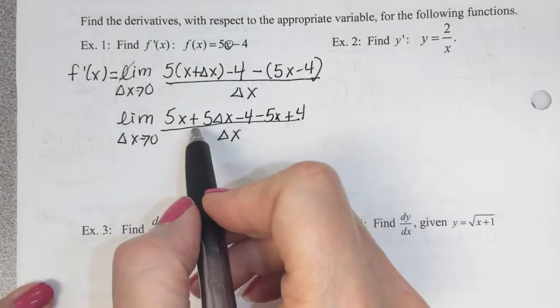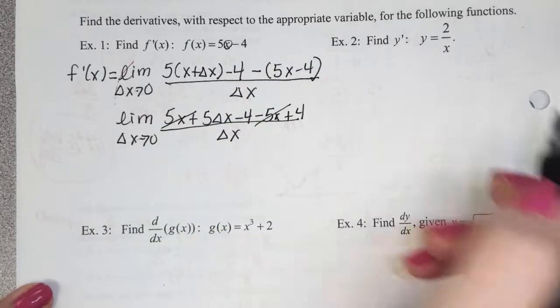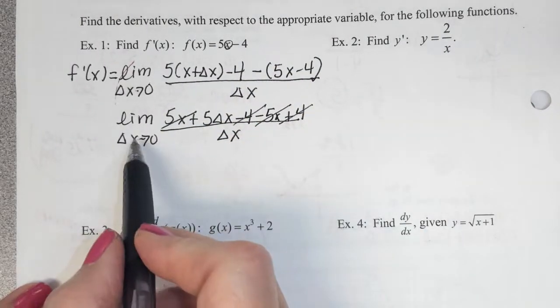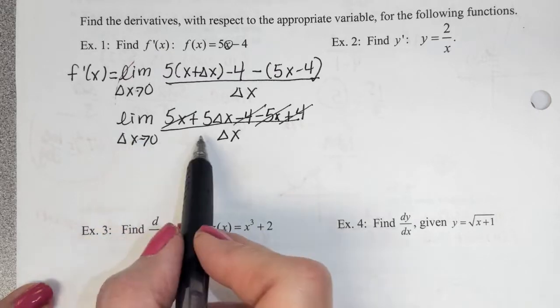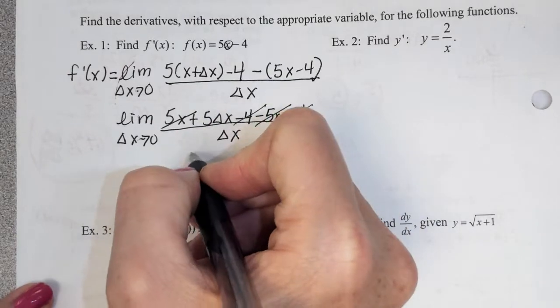Now we have to see if anything would simplify. Well, I have 5x minus 5x. I have negative 4 plus 4. My whole goal is to plug in 0 for delta x, but if I do it right now, I get 0 over 0. I have to do a little more work.